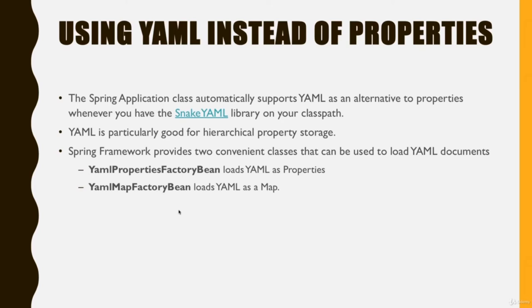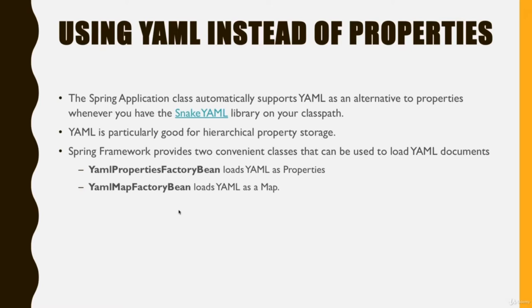So YAML is another format, an alternative to the properties file, and Spring Boot automatically supports YAML if you have the SnakeYAML library in your classpath. YAML is good for hierarchical property storage and profile-specific storage, meaning you can create a profile very easily compared to a .properties file.